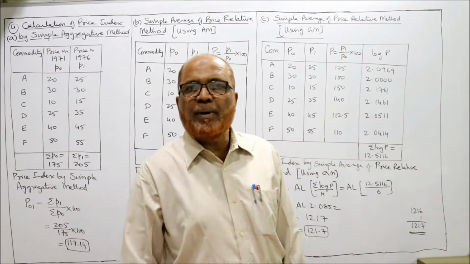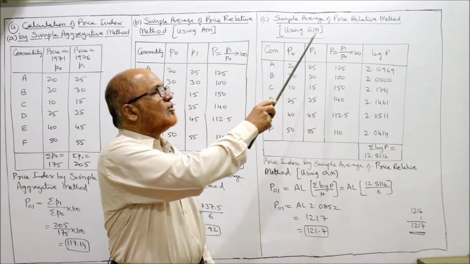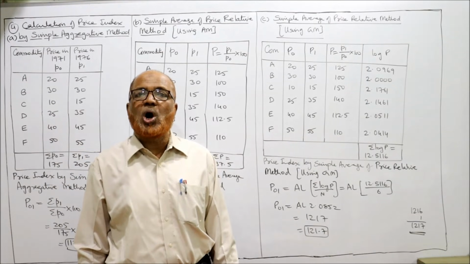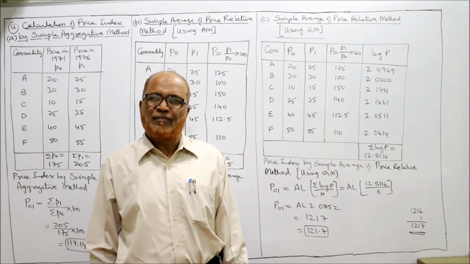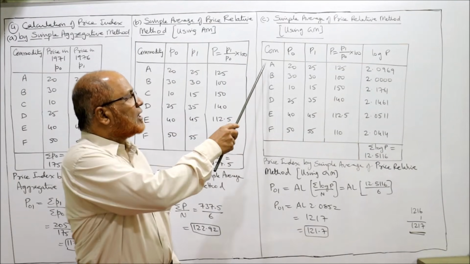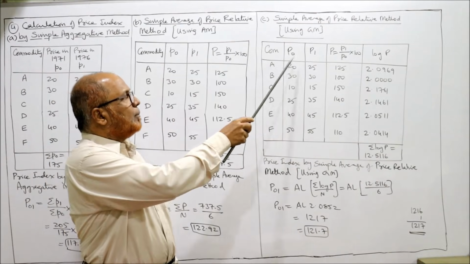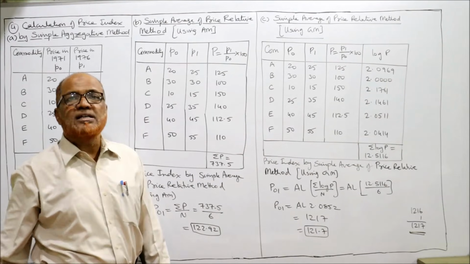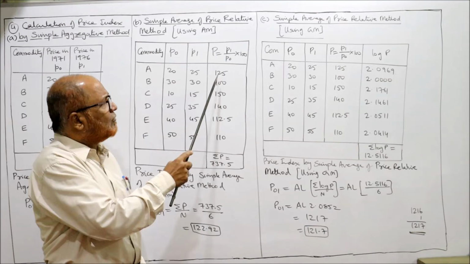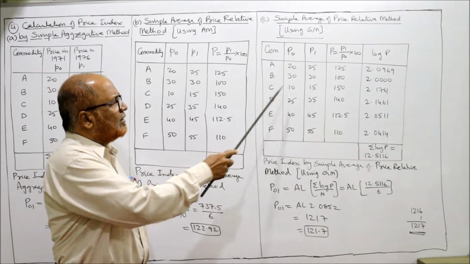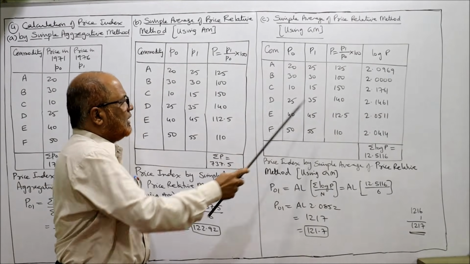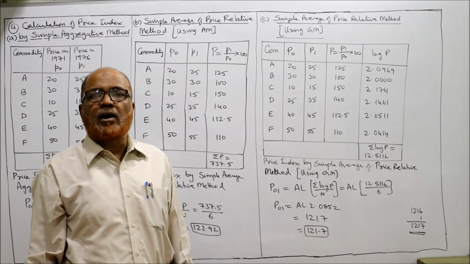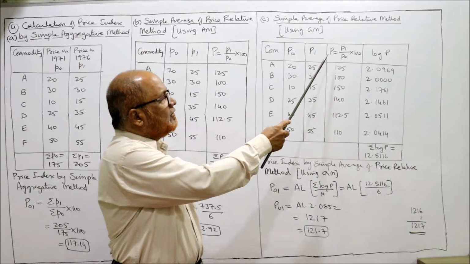The same problem by using geometric mean. Simple average of price relative method using geometric mean. In geometric mean we have to use the logarithm table. That is the difficult point in geometric mean. So first of all, the same commodities I have taken, P0 values, P1 values, and capital P, the same price relatives whatever we have done here: 125, 100, 150, 140, 112.5, and so on. Same thing I have copied. The new extra point is we have to calculate log P, the logarithm of the P value.